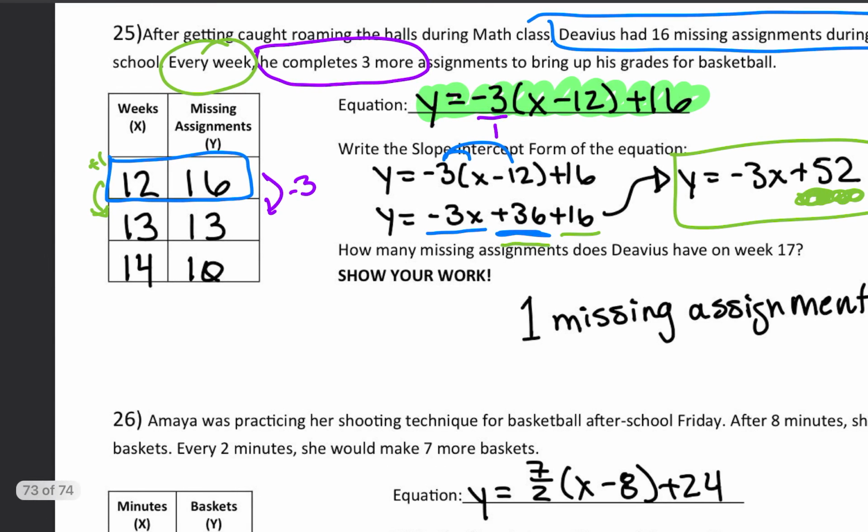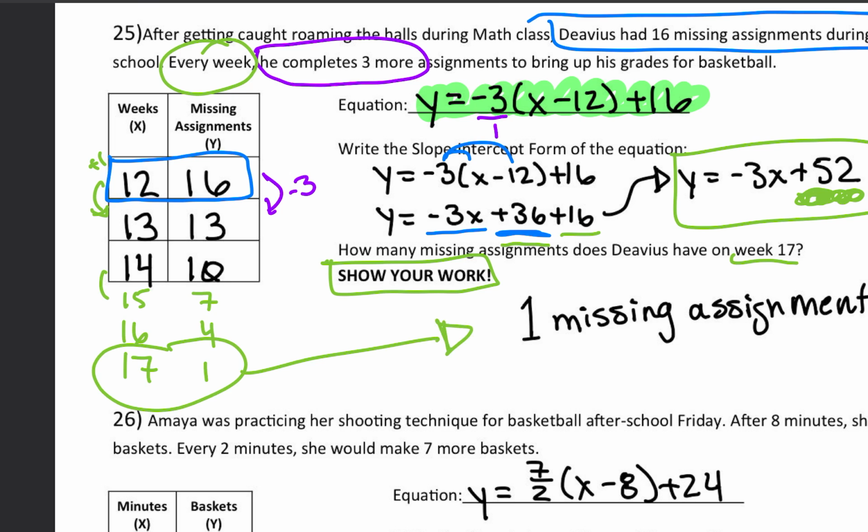To figure out why he has 1 missing assignment and to show your work, I have to figure out week 17. So we start at week 14. After that would be 15, 16, 17. Then we would have 7 for 1. And that is how we get the 1 missing assignment. You must show your work.